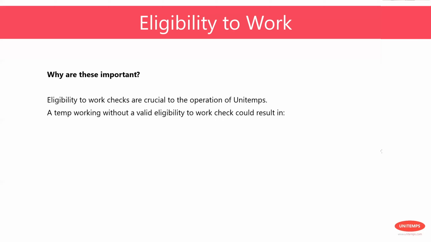Right, so as promised, my motivation slide. Why are right to work checks so important? So eligibility to work checks are crucial to the operation of Unitemps. A temp working without a valid eligibility to work check could result in a £20,000 fine per temp. So the government rules say that if somebody works illegally, then the employer would be fined £20,000. That is the standard fine. It's not a maximum that they never issue. That's what they would give you for a breach.